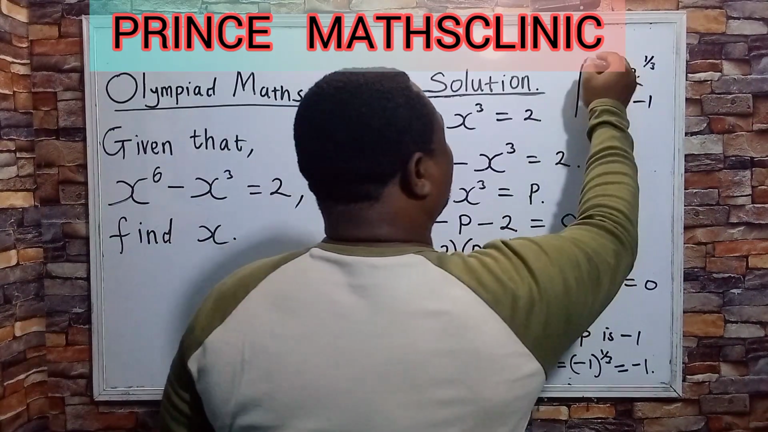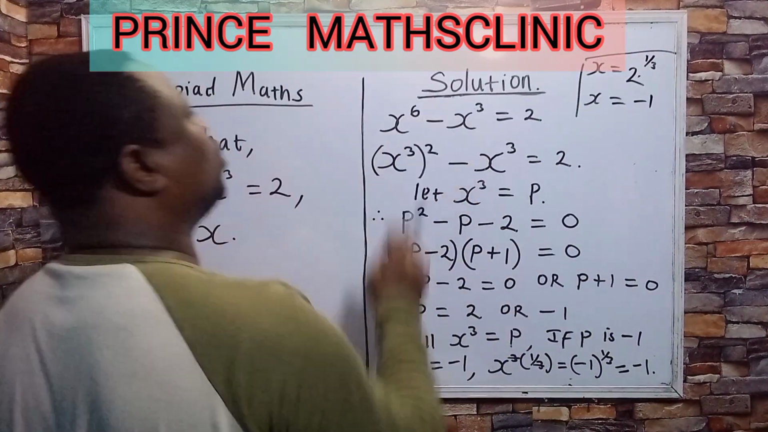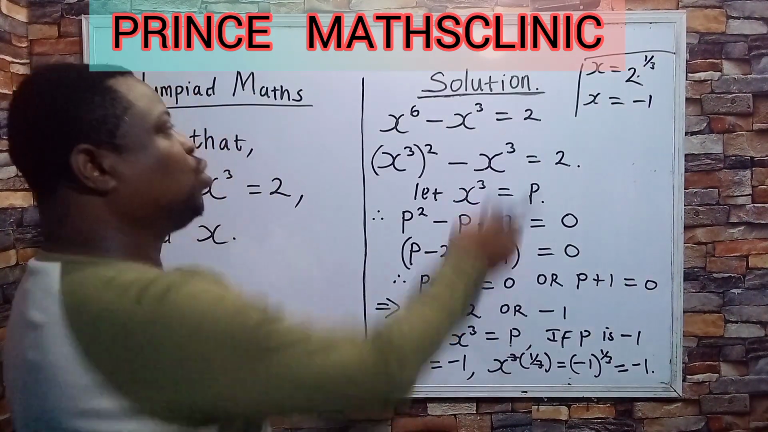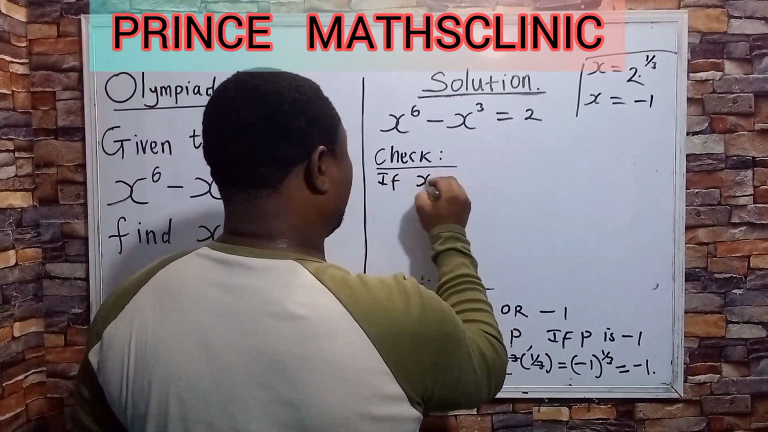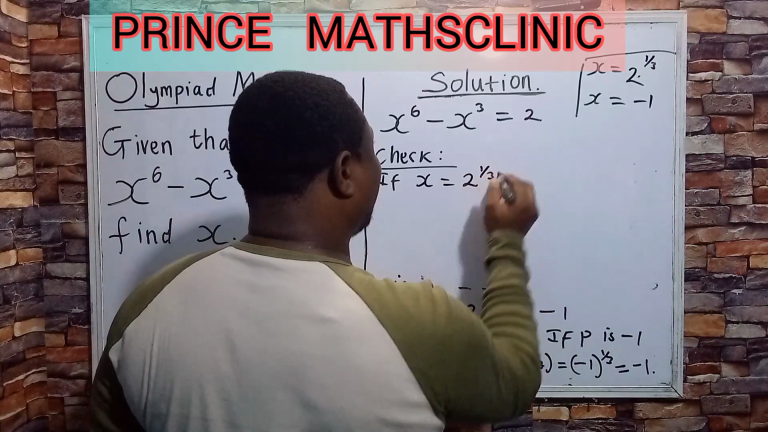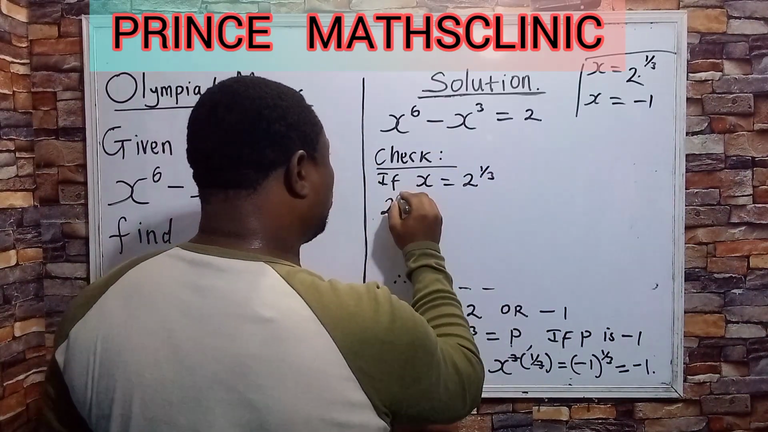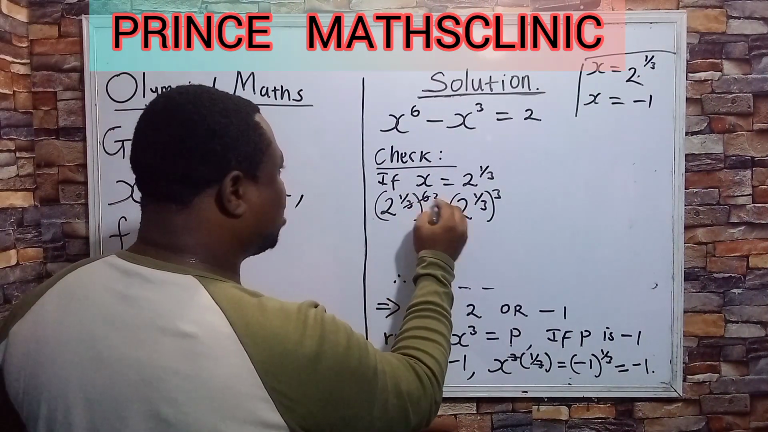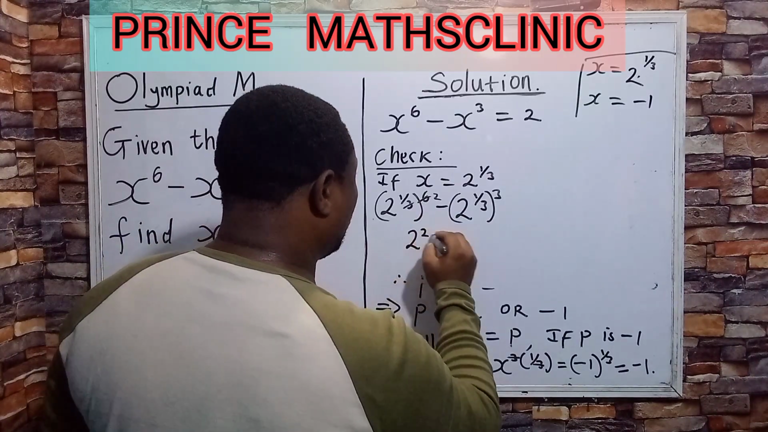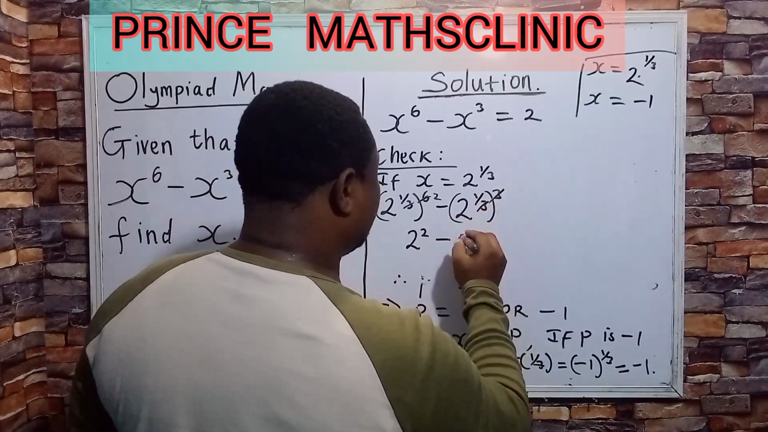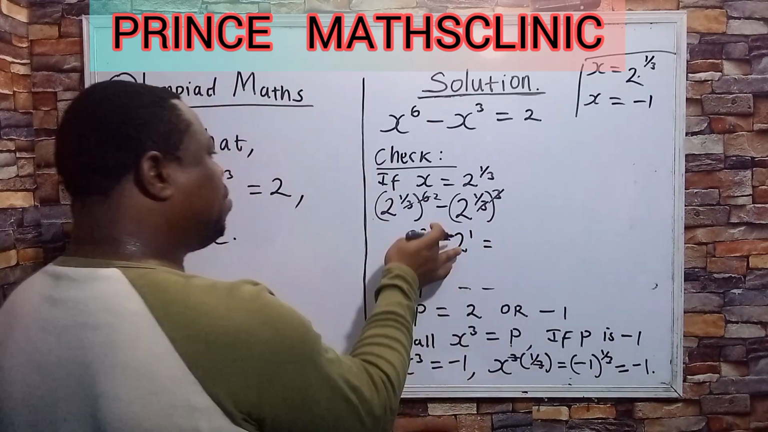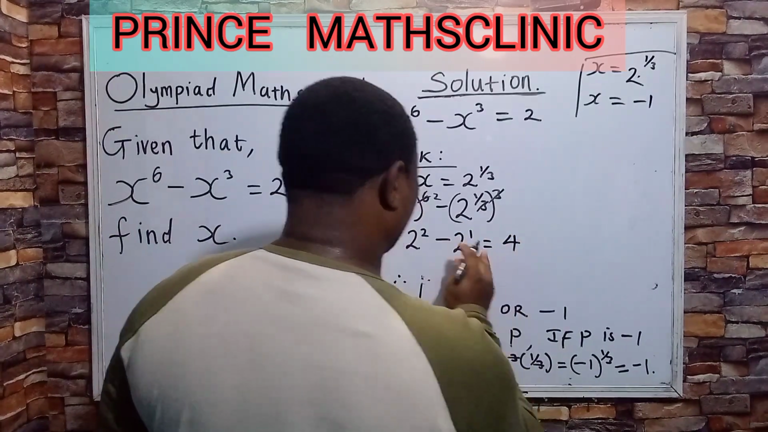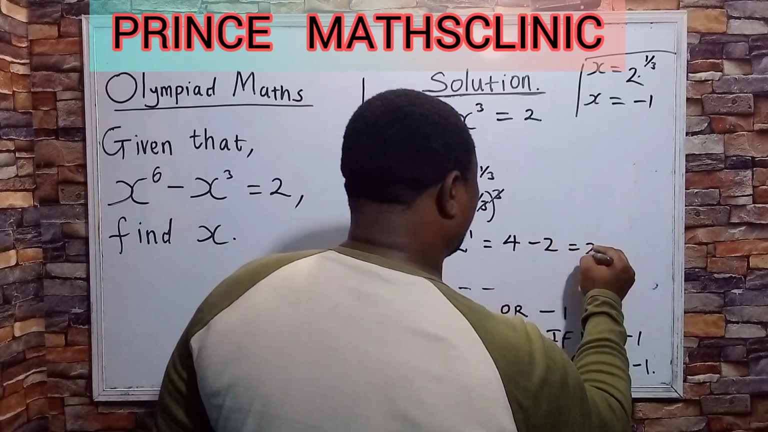So can we try these two values in this equation? Yes, let's try to see if it will give us 2. If x is 2 to the power of 1 over 3, so this becomes 2 to the power of, now 3 can go in 6 two times, so 2 raised to the power 2, minus 3 can go in 3, that will give us 1, so 2 to the power of 1. So 2 to the power of 2 is 4. 4 minus 2 gives us 2.